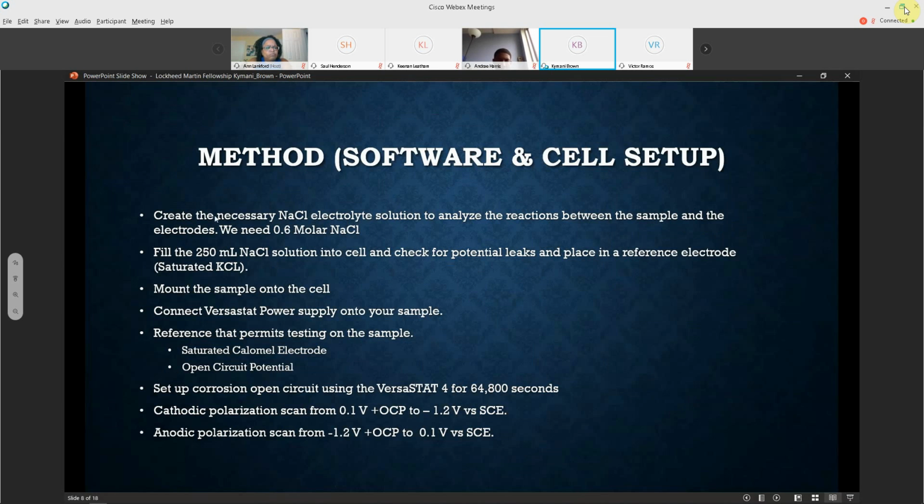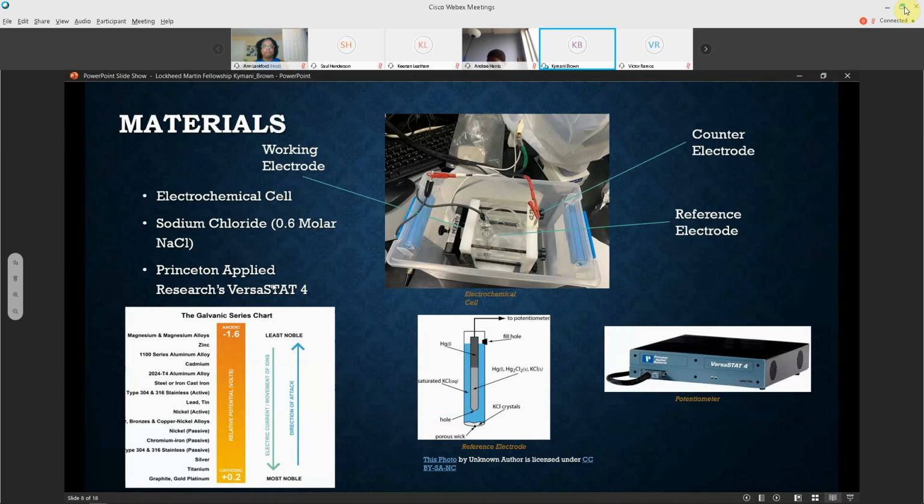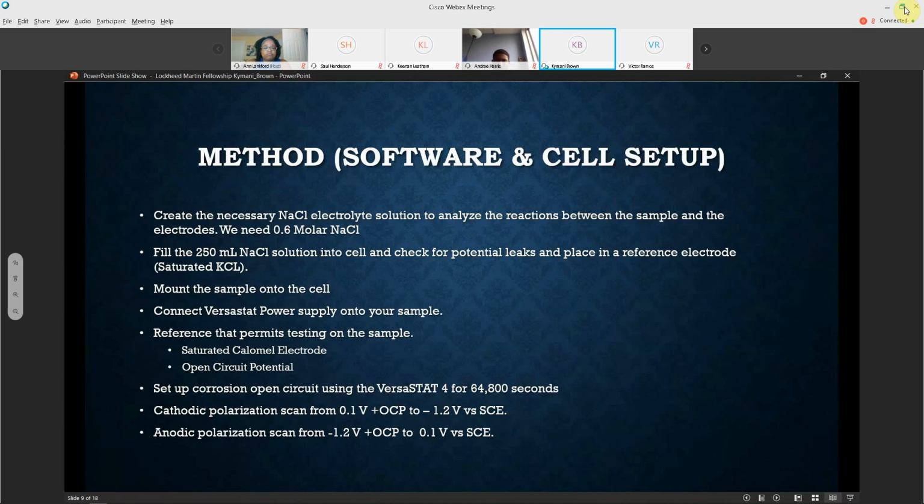The next area for methodology is the software and cell setup. The electrolyte utilized was 0.6 molar sodium chloride, and this was formulated in a 250 milliliter beaker, which was then poured into the cell and checked for any potential leaks. As you can see here, the cell was in a bigger container. This is because if the washer isn't set correctly where the sample is connected, then the electrolyte may leak out, leading to inaccurate results.